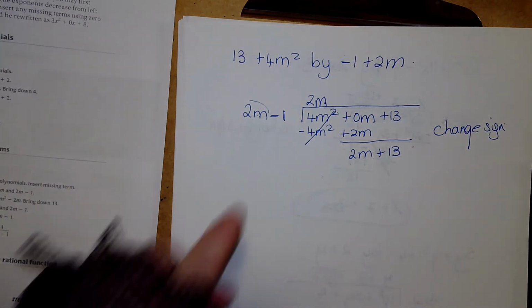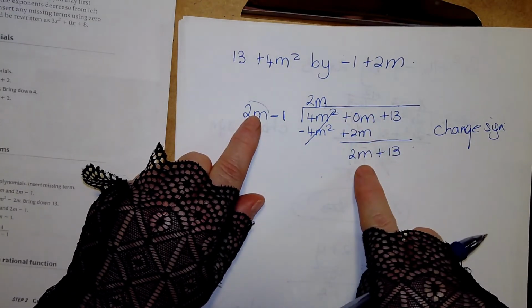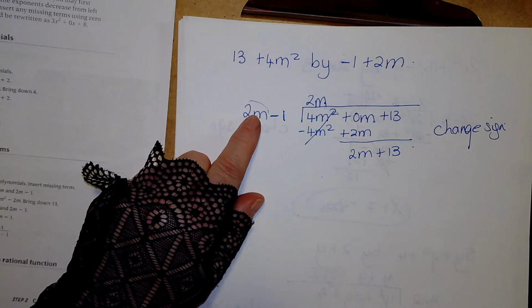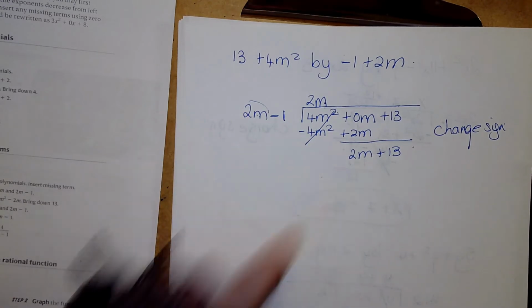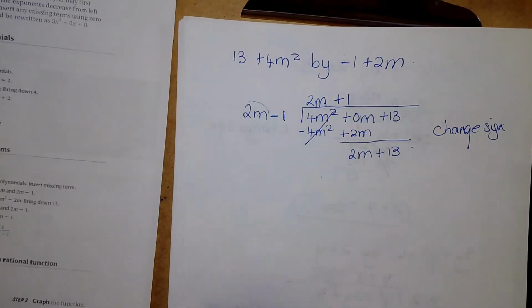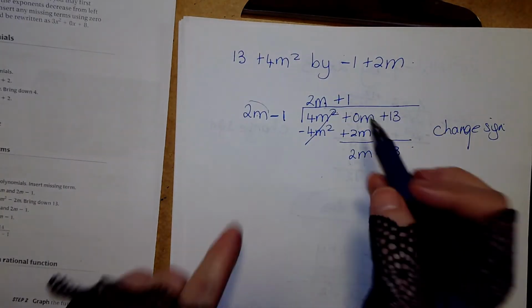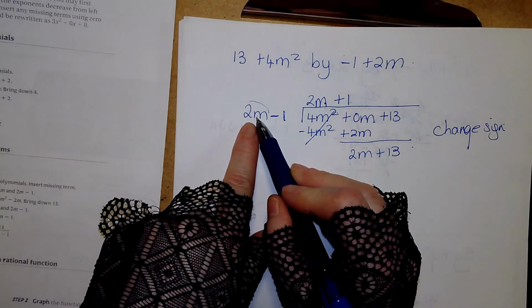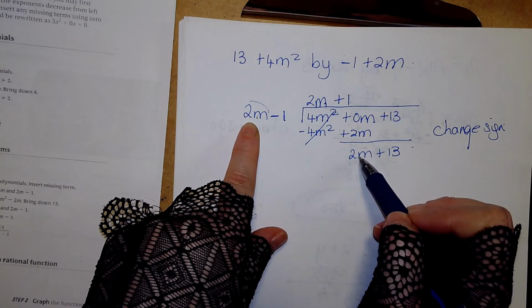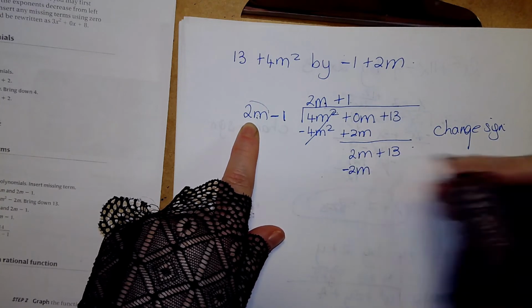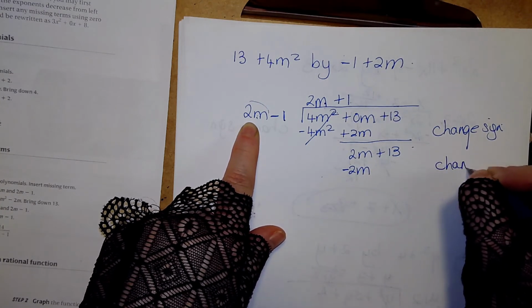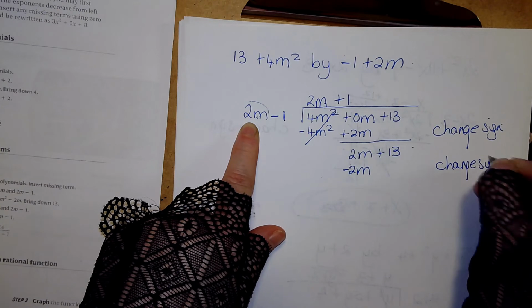So 2m times what will give me 2m? What's the only thing that I can multiply 2m by to get a 2m? It has to be a plus 1. Okay? And we check it. 1 times 2m is 2m. I got that. So that's correct. But again, we change the sign. That is the biggest thing. If you can remember to change a sign, you'll be fine.